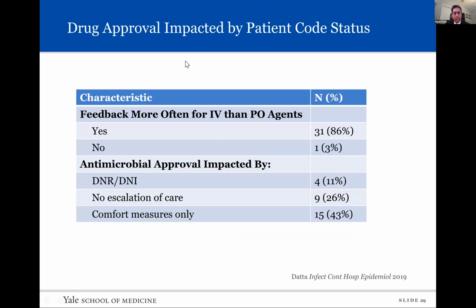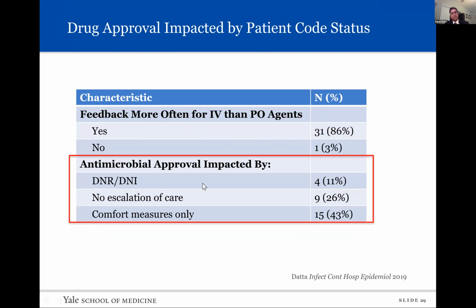The next is looking at whether approval of restricted antibiotics was affected by the patient code status. And here, not surprisingly, stewardship recommendations were more often provided for intravenous antibiotics provided at the end of life as opposed to oral. But what was notable was that there was a trend for the approval of restricted agents to increase or to change with the change in code status.